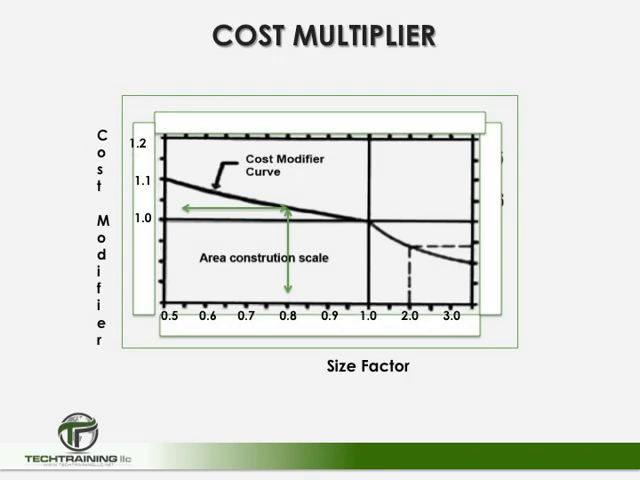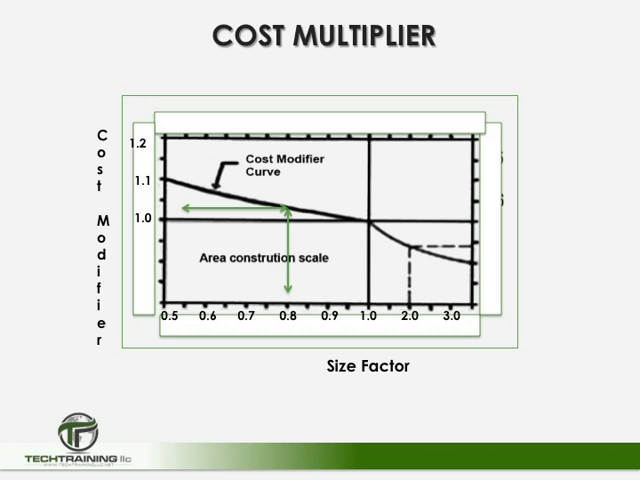So here is our cost modifying graph, and as you can see, we have a cost modifying curve. Down below on the X scale is the size factor, and on the Y scale is the cost modifier. Now notice the cost modifier curve. As it passes through the X and Y axis at 1 to 1, there would be no adjustment in the cost. However, as the size factor increases, the cost modifier comes down. Again, this is because the larger the building, the more experience the crew gains, and therefore that efficiency is worked into the cost modifier.